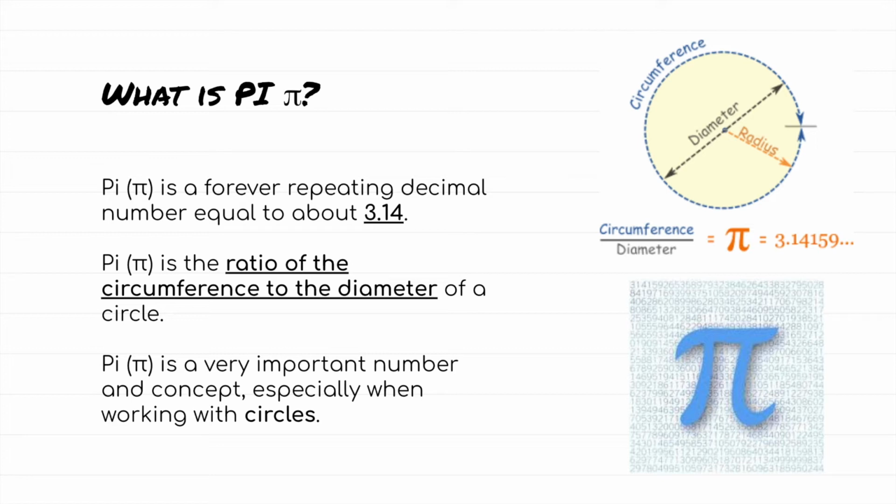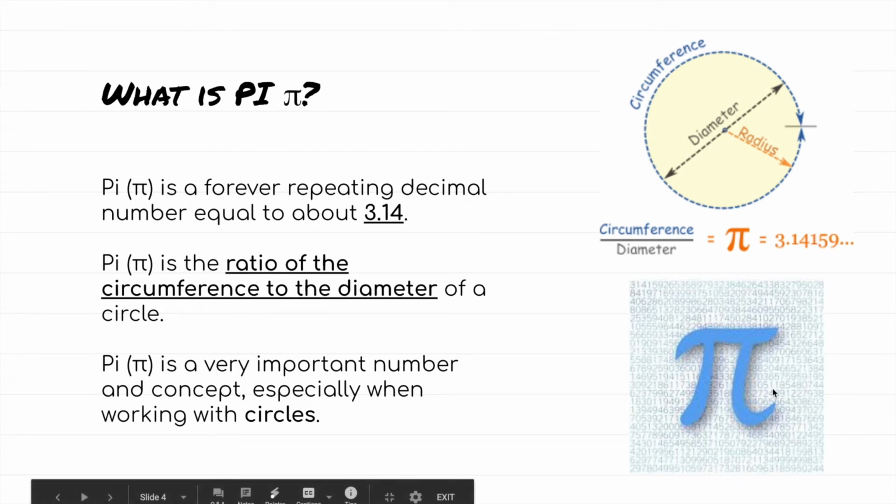Since pi is a forever repeating decimal number, this shows 3.14159, which is just part of a very, very, very long number. And this is the symbol for pi. So this can be seen on your calculator as well.